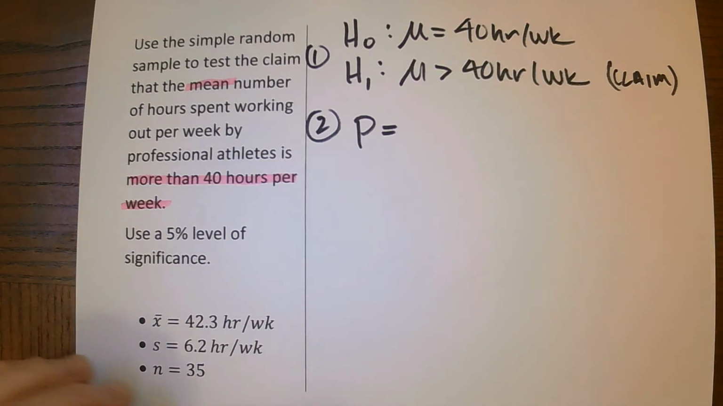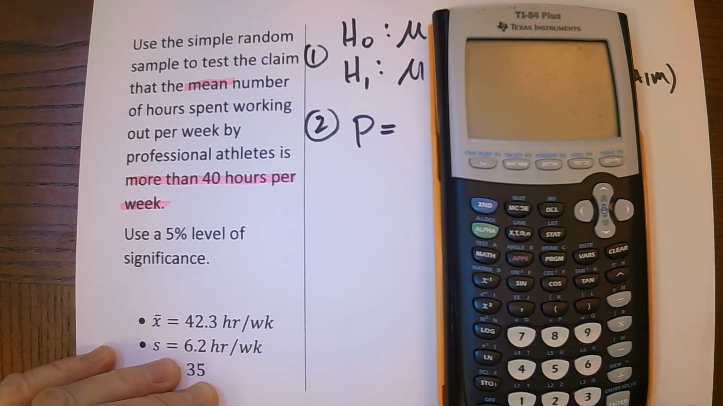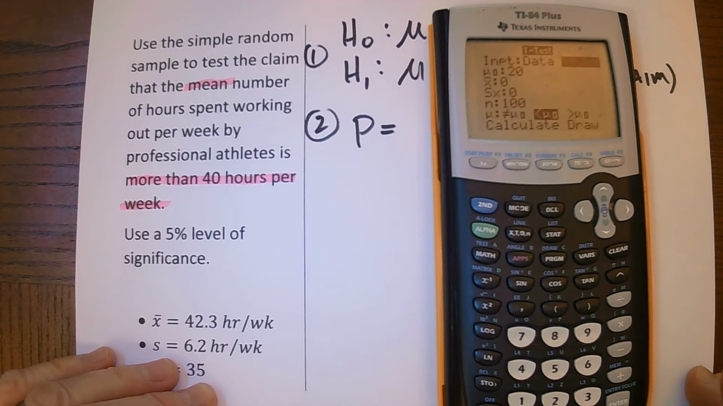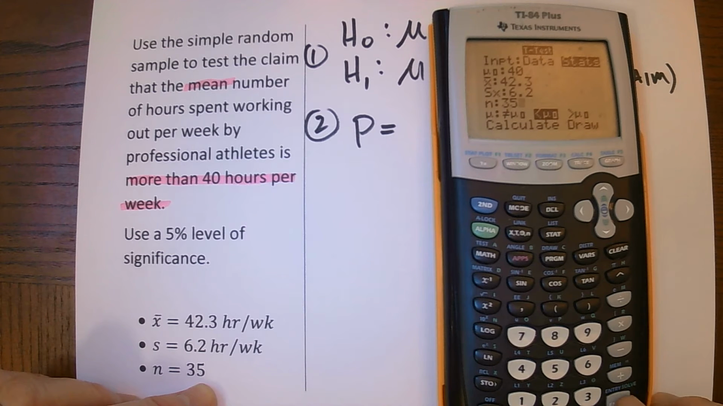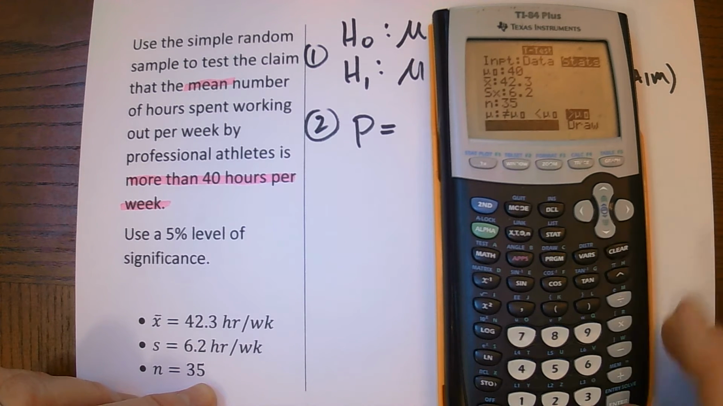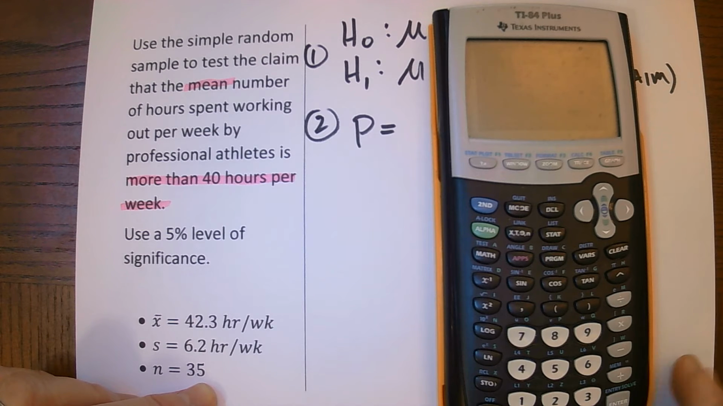So I'll come over, I'll grab my calculator, stat, over to test, I'll go to t-test, I've got stats. My claim is that the mean number of hours working out per week is 40 hours per week. My data is 42.3 hours per week with a standard deviation of 6.2 hours per week. We had a sample size of 35, and more than 40 hours per week makes it a right tail test. Now I'll go ahead and I'll hit calculate.